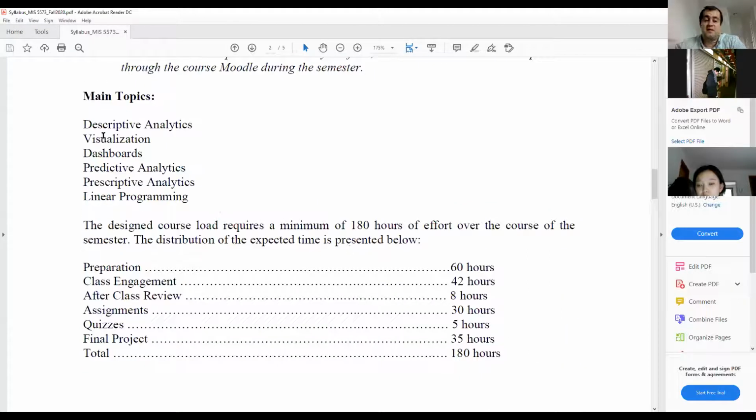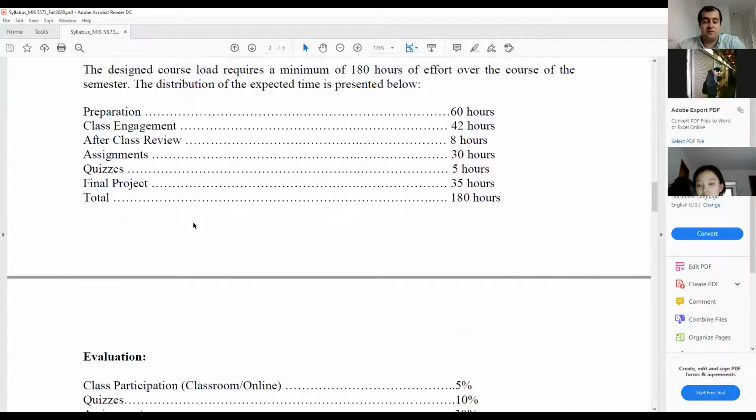Main topics again: descriptive analytics, visualization, dashboards. Dashboard visualization is the same domain. Then predictive analytics, prescriptive analytics, and linear programming. And again, I teach them, and no worries if they sound confusing for you.